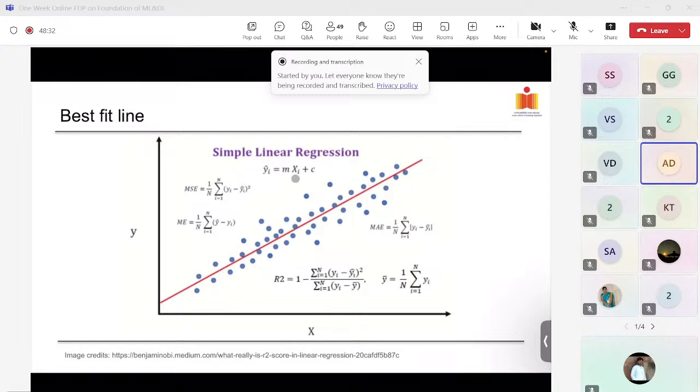On the top, this is a simple linear regression equation, or a straight line equation. For that reason, y equals mx plus c. And whatever is the output, we represent it as y hat. The ground truth, we represent it as y.